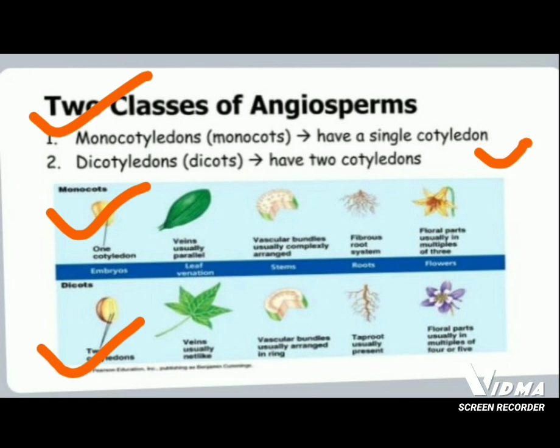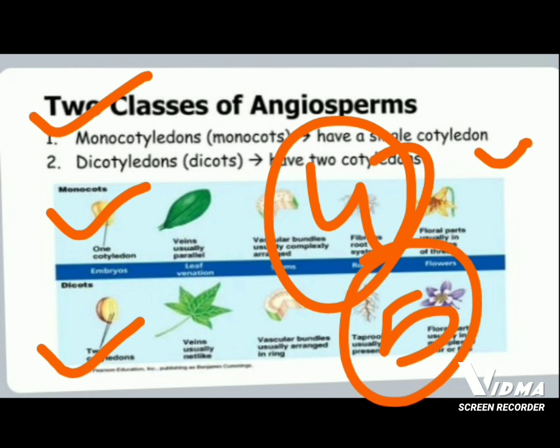We can say that in monocots, flower parts are in multiples of 3, major leaf veins are parallel, stem vascular bundles are scattered, and roots are adventitious. But in dicots, flower parts are present in multiples of 4 or 5, major leaf veins are reticulate, the stem vascular bundles are in a ring, and the roots develop from the radicle.